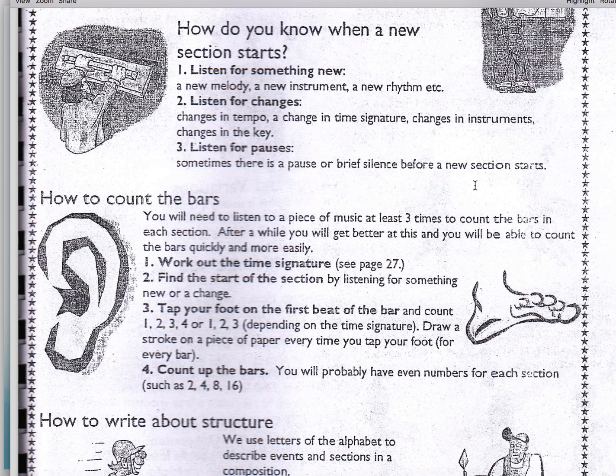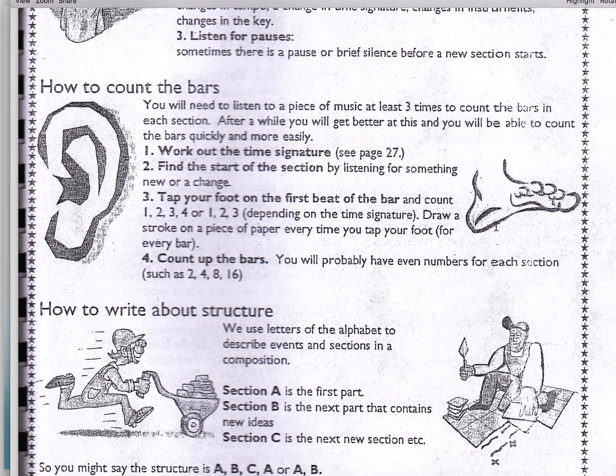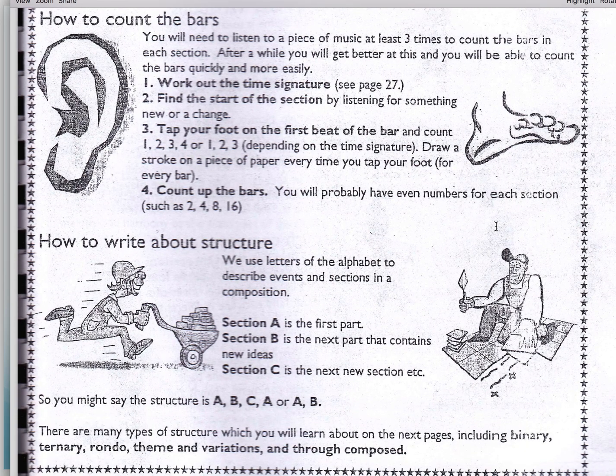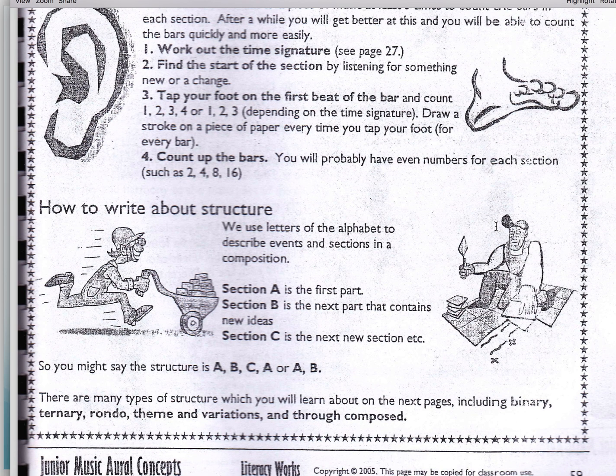How to count the bars. You'll need to listen to a piece of music at least 3 times to count the bars in each section. After a while, you get better at this and you'll be able to count the bars quickly and more easily. Work out the time signature. Find the start of the section by listening for something new or a change. Tap your foot on the first beat of the bar and count 1, 2, 3, 4, or 1, 2, 3, depending on the time signature.